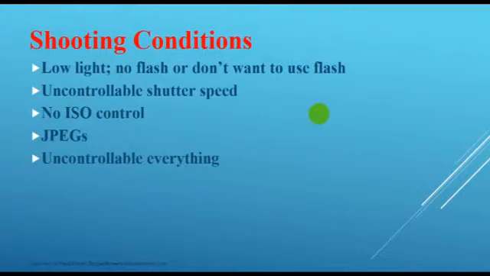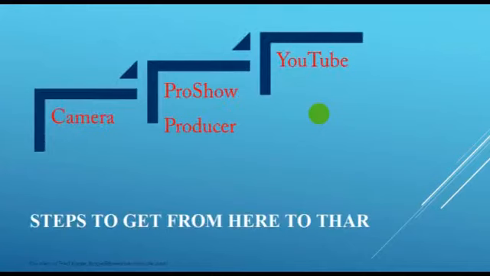Because this camera does not have any settings for stills, I can't control the shutter speed. There's no ISO control. The output is a JPEG. In essence, everything is uncontrollable. We've all been there, all have done that. And even if you have things controlled, you still have poor images. So this is what I was shooting with.